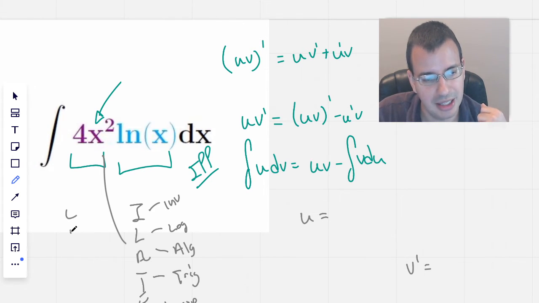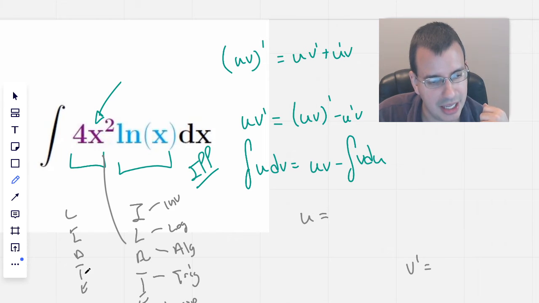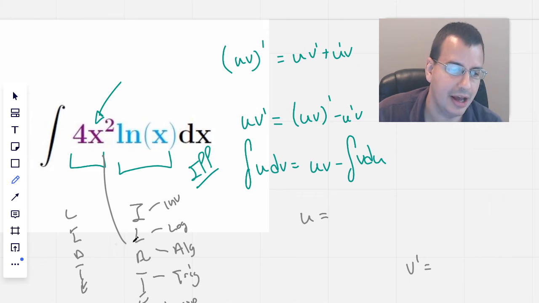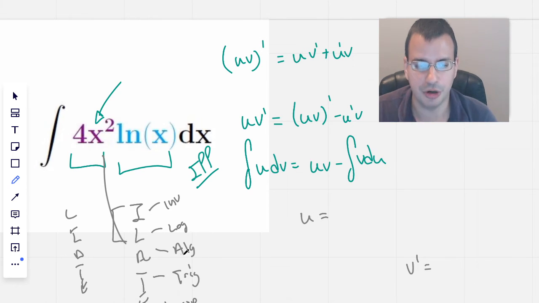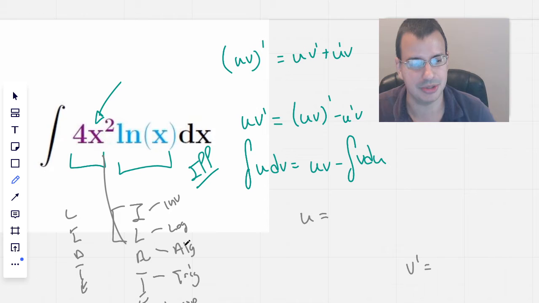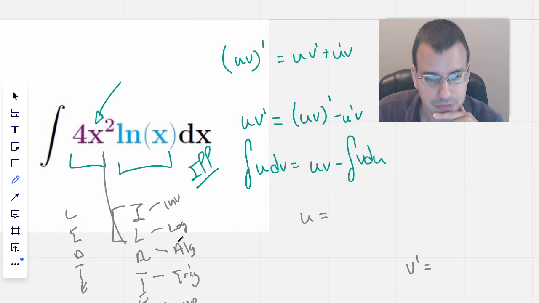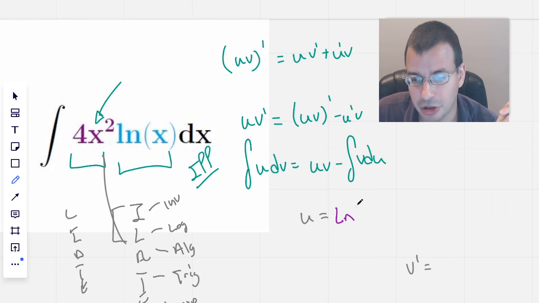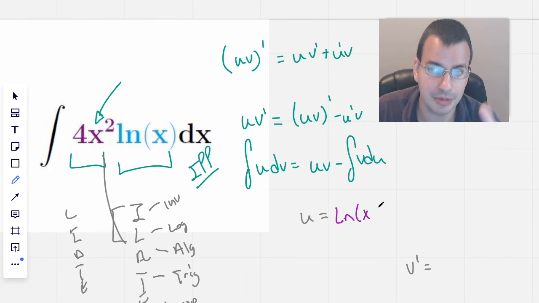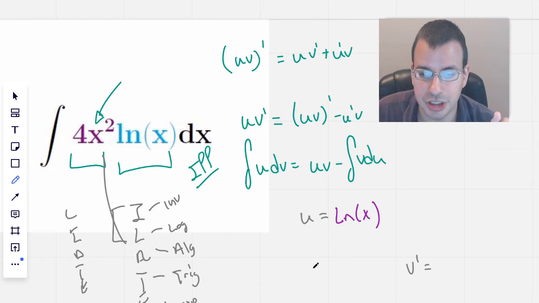Some people say LIATE, but that's just such a pain to memorize, just the switch in the L and the I. I like ILATE better. And pretty much the big idea is you do inverse trigonometric and log before you do algebraic. That's where it's going to come in 90% of the time, and that's where it comes in here. So we see log, so that's going to be our u. This is just a rule of thumb, 90% correct, which is hopefully good enough. And if you do something and it doesn't work, you just go back and redo it some other way.